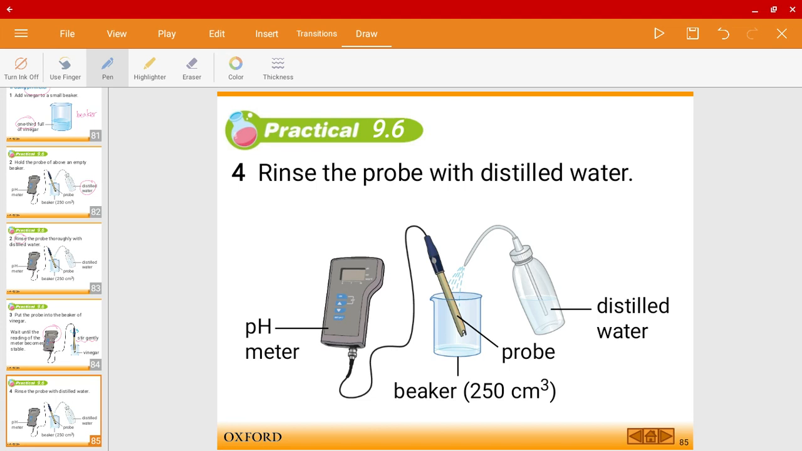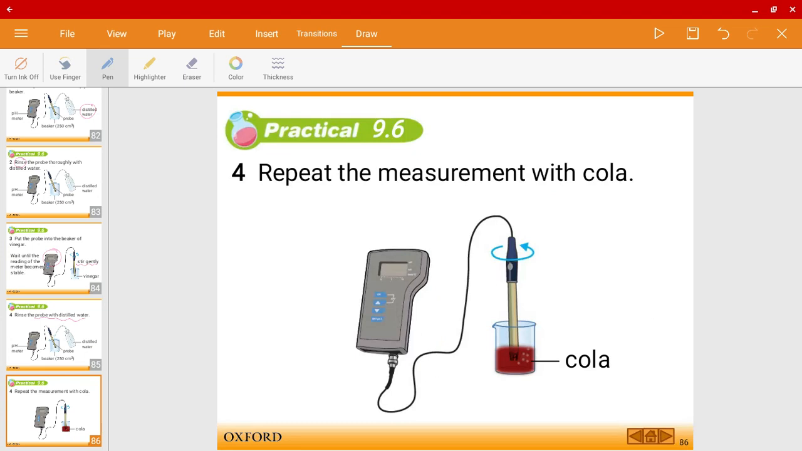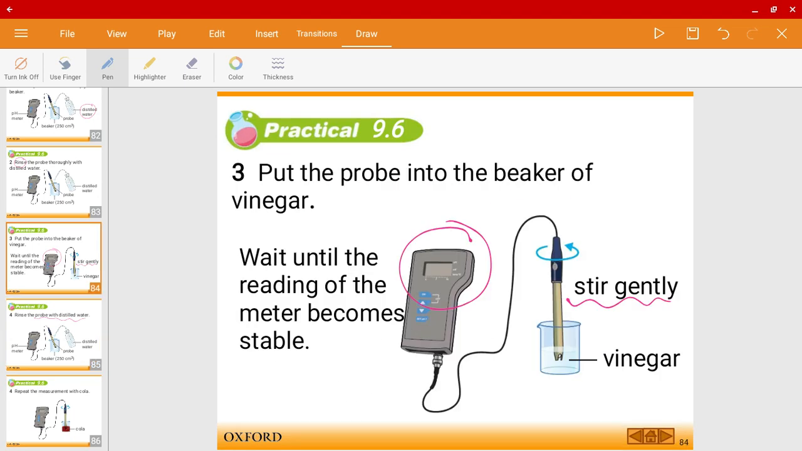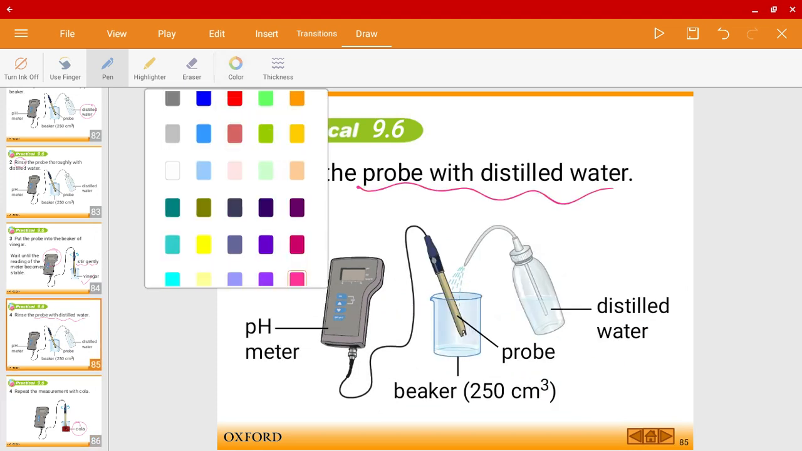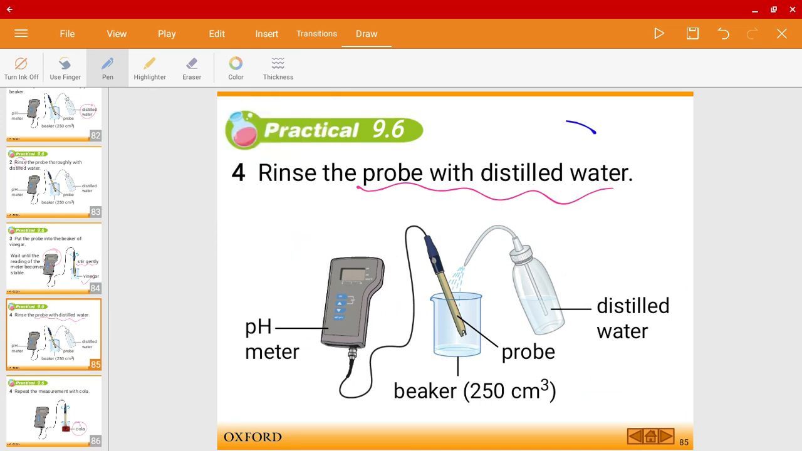Afterwards, you would need to rinse the probe again, because you're going to dip it into another solution. Now, my question is, if I do not rinse the probe with distilled water, and right after, for example, I've used it in vinegar, then I use it immediately in cola, what would happen? Yes, it is not good because there will be errors, because the probe might contain some vinegar on it. That is the reason why we need to wash it or rinse it with distilled water every time. Okay?